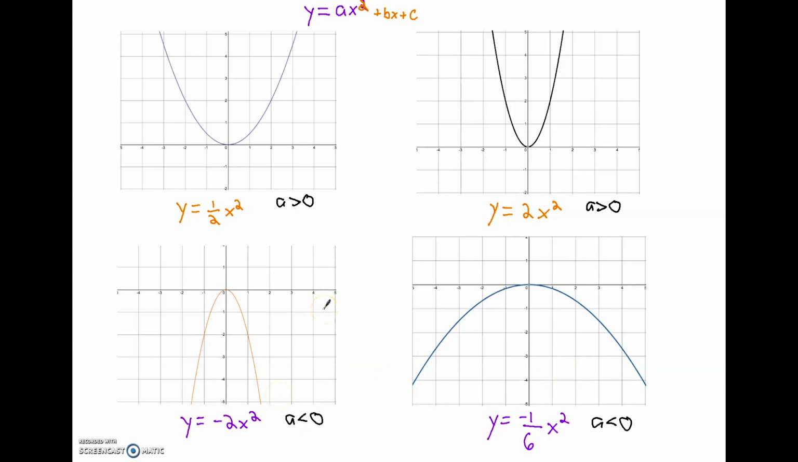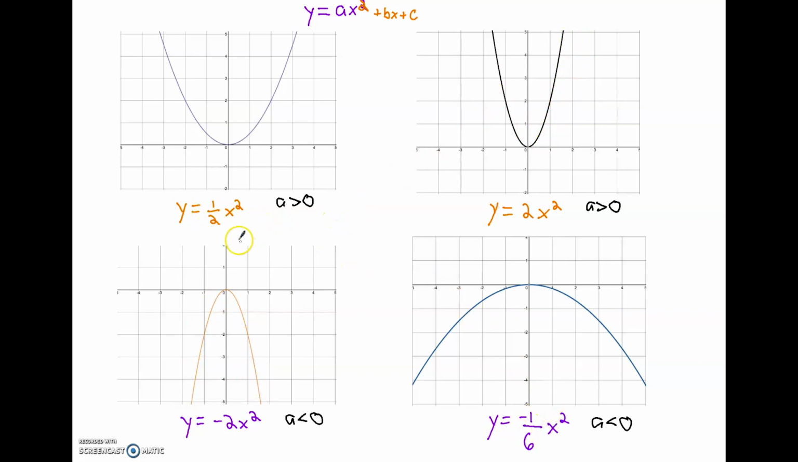Yet there's more to get from these pictures here. The other thing I'd like you to notice is when we have a value in size, so not necessarily positive or negative, but how big the number is, 1/2, negative 1/6. They're both pretty tiny numbers. We notice that the graphs are wider than the graphs where our coefficients are bigger. The 2x squared graphs are pretty steep. They rise much quicker in the window than the 1/2 and the 1/6 do.